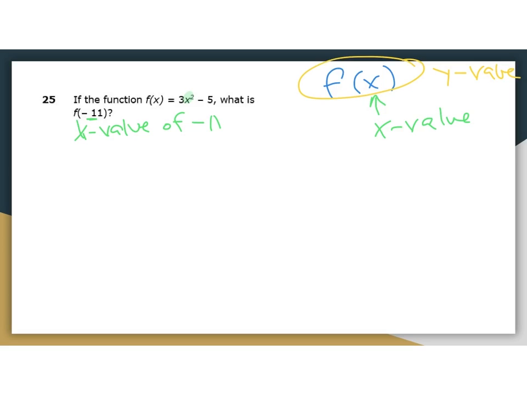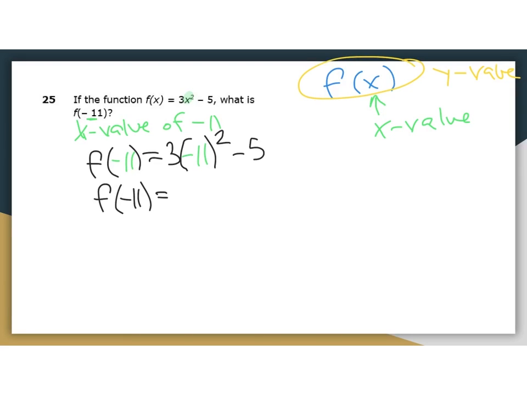So I'm going to go ahead and rewrite f. Sorry about that. f of negative 11 is going to equal 3 times the x value of negative 11, so that goes in the parentheses, squared, minus 5. And following the order of operations, we're going to go ahead and take care of the exponent first.